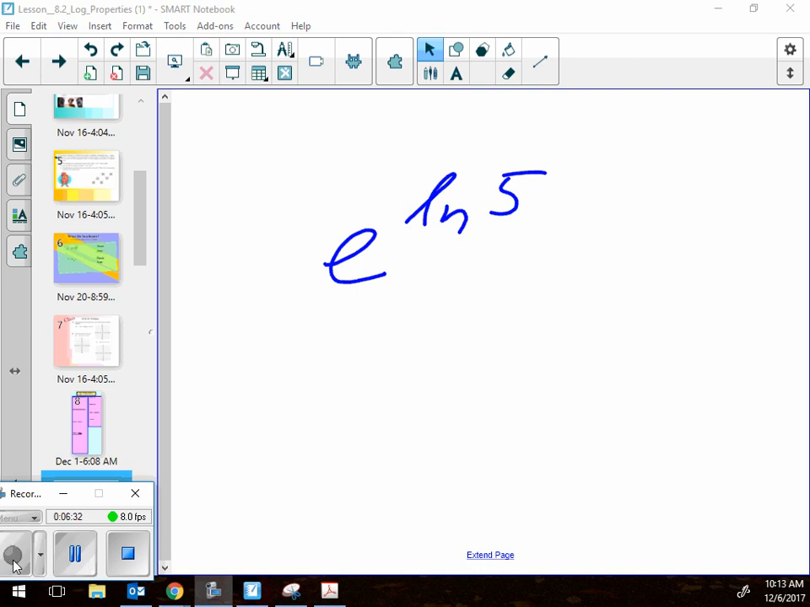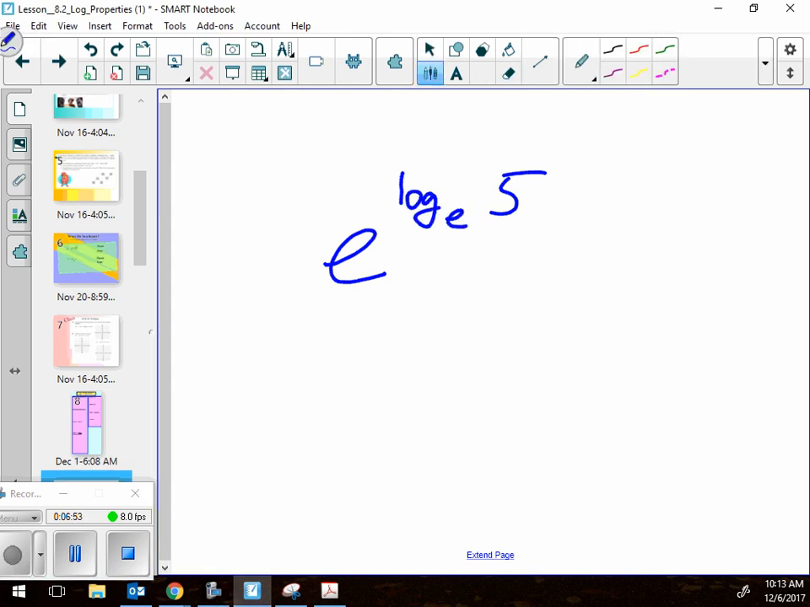Okay, so what did I say about ones where there was no base? It would end up being all about that base. So what is the base in this case? What's the ln stand for? Log base what? Log base e. So I'm going to replace this with log base e. Then do you remember that property that if this and this are the same, then the answer is 5? Raise your hand if your group knew it was 5. Okay, good. Let's do another one.